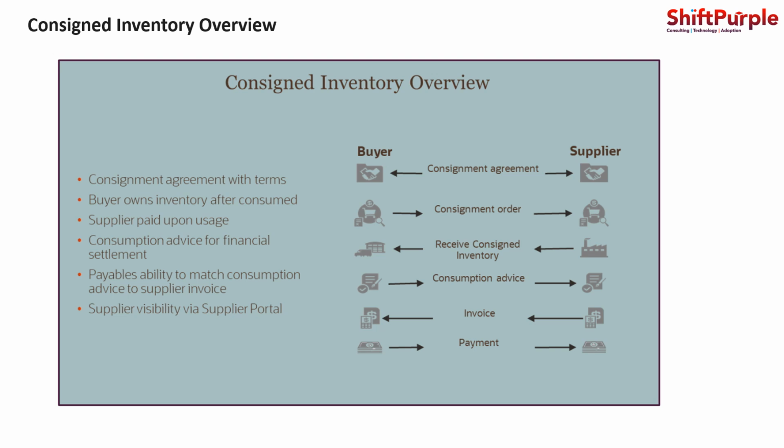So you see consignment agreement with terms, we need to create a consignment agreement, then buyer owns inventory after consumption, then supplier is paid upon usage, or consumption advice for the financial statements is generated, payables ability to match consumption advice to supplier invoice, then supplier visibility via supplier portal. So all these features are there in inventory management.